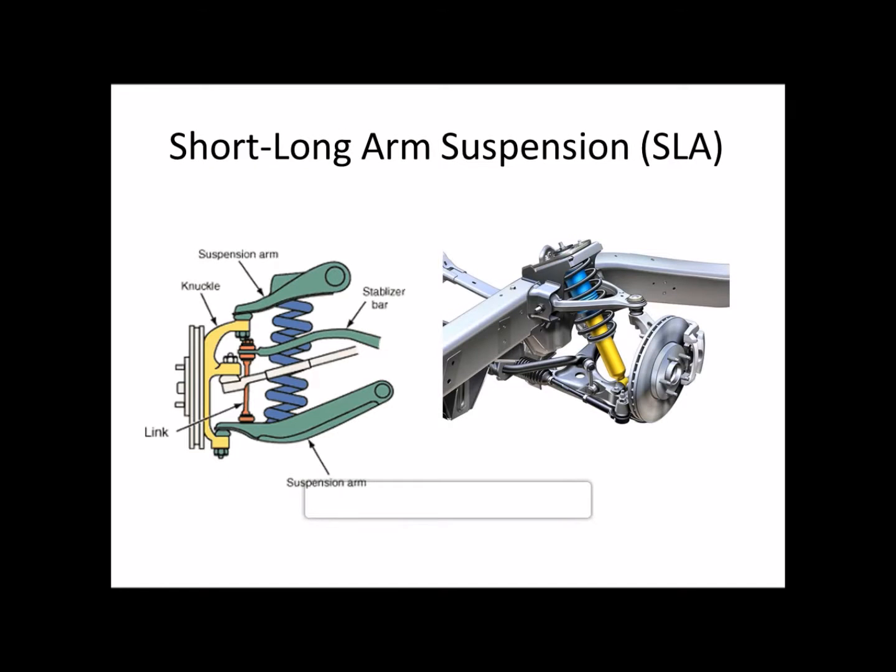And the other one is the short long arm, and this is how it looks. Some of the advantages are the large amount of design flexibility and the long travel that this one has. The disadvantage is that you need to assemble more parts, and that means more weight.